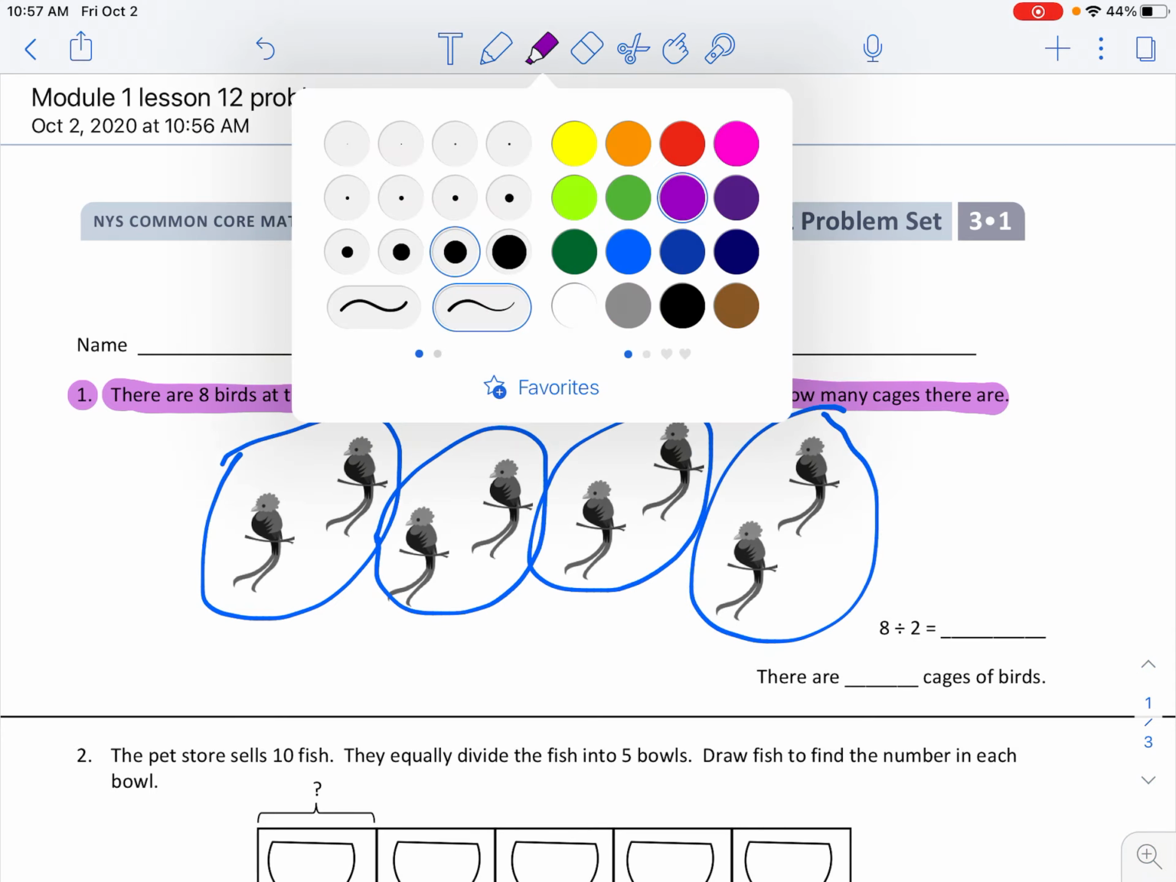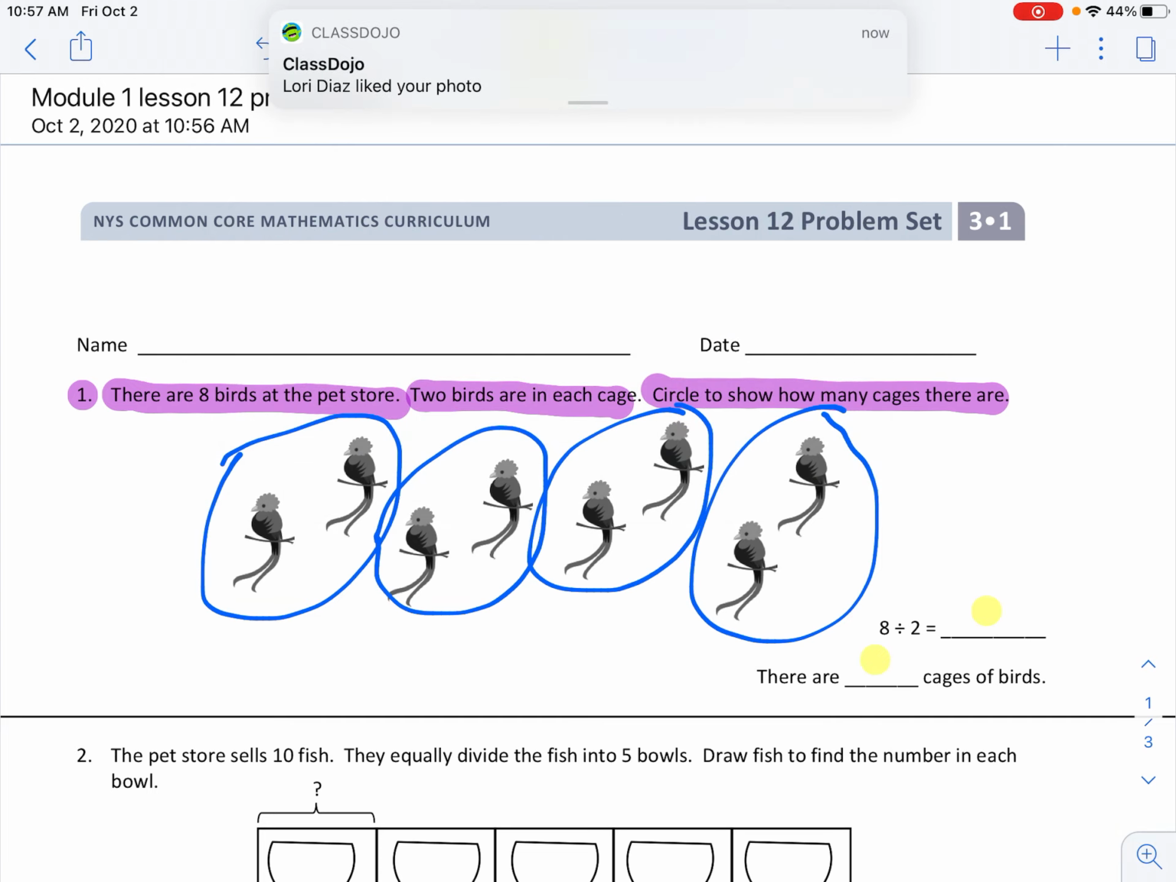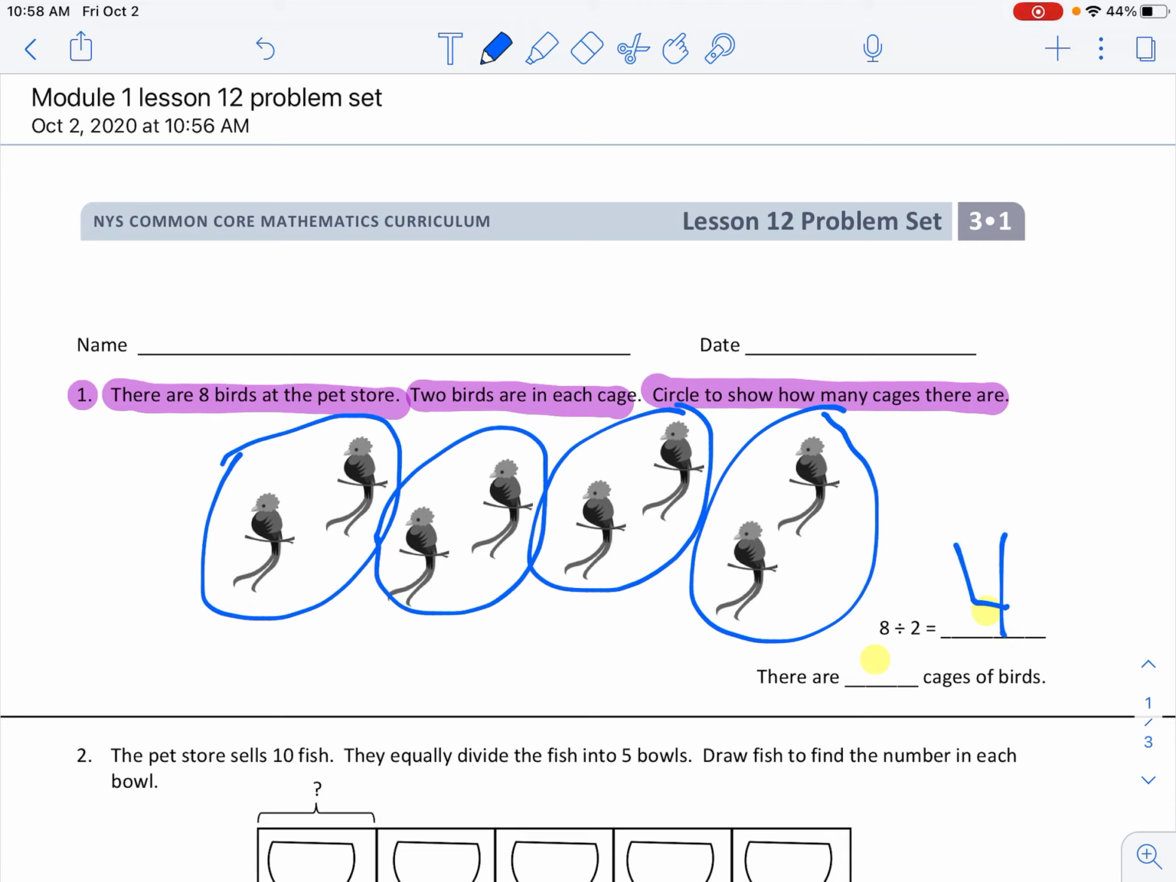The problems that I have to answer are right down here. Here's my 2 blanks. It says 8 divided by 2 equals. That means I had 8 birds, and I put 2 in each cage, so that means altogether I have 4 cages. There are 4 cages of birds.